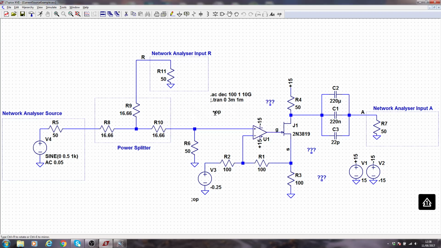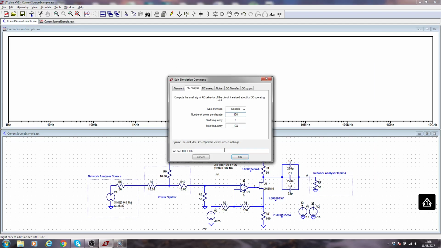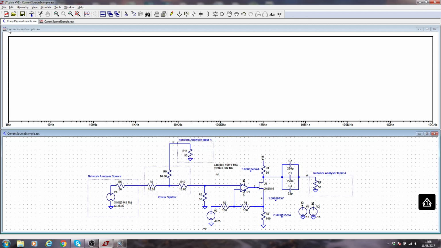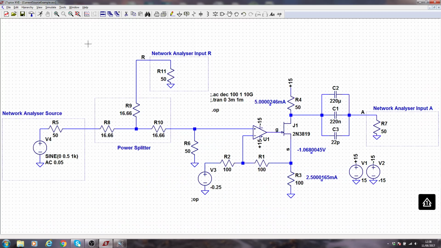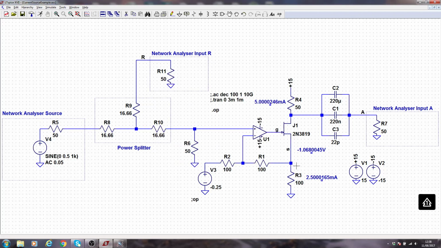So I will just put a new command down by clicking here for the operating point, which is .op, and if I click the running person, sure enough I don't get the operating point. Let me just comment out the AC analysis. Come back to that in a bit. So I get a list, which is very unhelpful. It gives me all the nodes and everything, but I'd much rather look at it on the diagram.